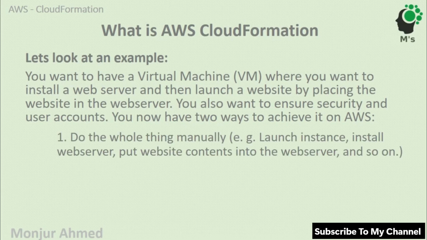The first one is you can do it manually, which is create or launch an instance in EC2, let's say, install a web server on your launched instance, then put the website contents into the correct folder in the web server, configure everything. As part of launching the instance, you configure the security group, security policy, you probably are going to create users, and so on. So there might be a lot more to the list than I have just mentioned.